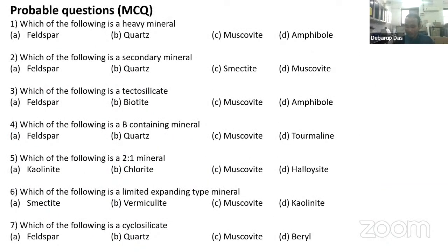What are the probable questions from this section? Which of the following is a heavy mineral? Anyone?